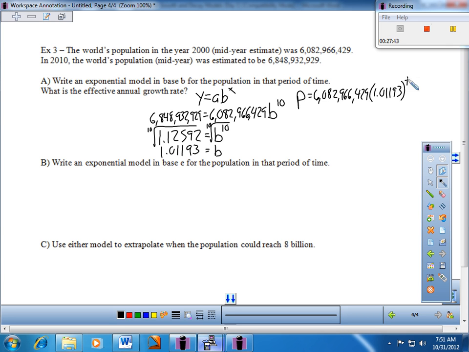In terms of the growth rate, again, this is our 1 plus the percentage increase. So this would be 1 plus 0.01193. And I'm hoping everybody agrees with me then that it would be 1.193% if I move that decimal over 2 to the right from there. So 1.193%. So every single year in this time frame, that's what the population is increased by.